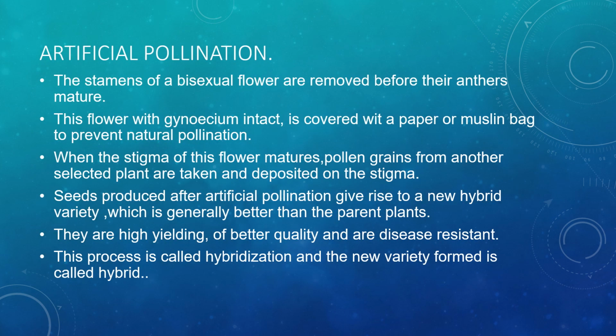Now what I have told in the previous slide, here I have written down in the form of points. So what is artificial pollination? The stamens of the bisexual flower are removed before the anthers are mature. Now what are we doing with the flower? The flower with gynoecium intact is then covered with a paper or a muslin bag to prevent natural pollination. Is it clear? After the stamens are removed, we put the flower in a muslin bag or a paper bag with the gynoecium intact.